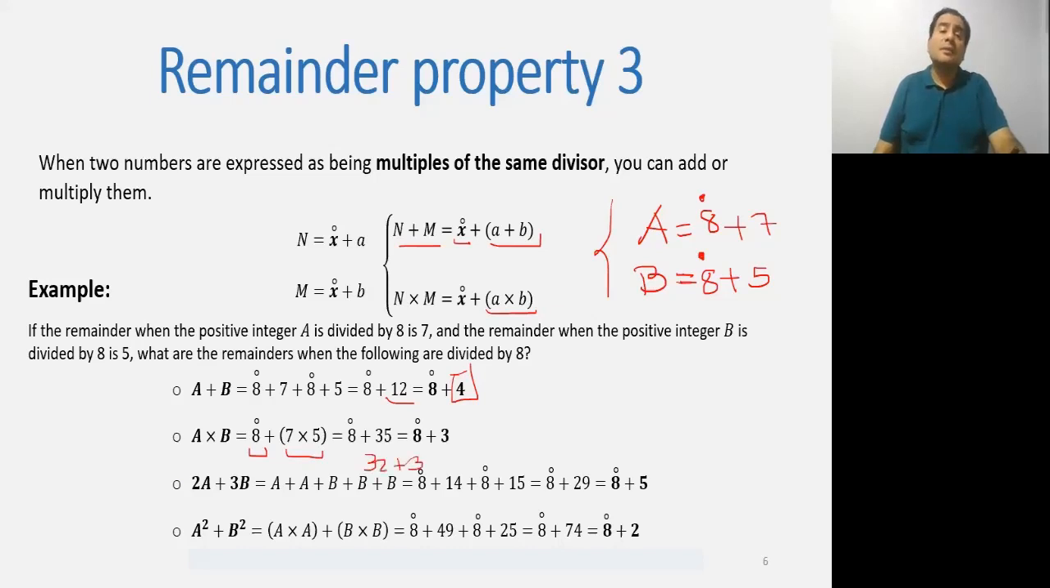You know, this is the remainder when you divide 35 by 8, right? You just get 32, the closest multiple of 8 to 35, and the remainder would be 3. So in the end, this multiple of 8 plus another multiple of 8 is just yet another multiple of 8 plus the remainder 3.